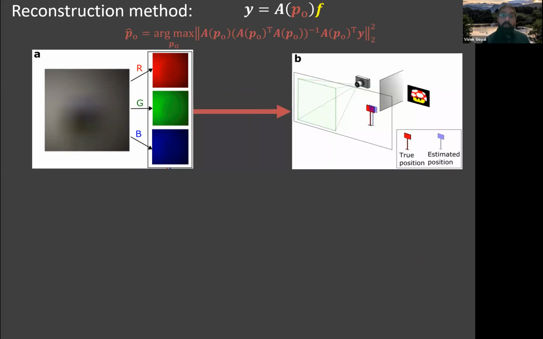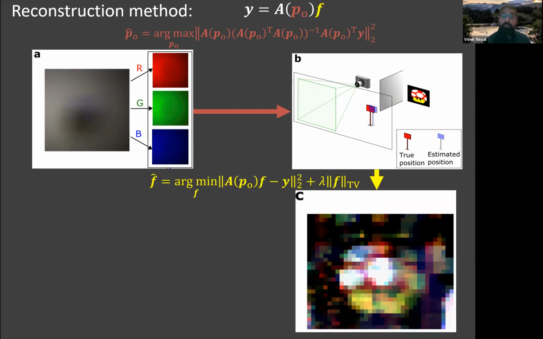The first step is to estimate the occluder position through simple linear algebra principles. We choose the P0 that maximizes the orthogonal projection of the measurement to the range space of the forward operator. Then, the image formation is a simple total variation regularized inversion.